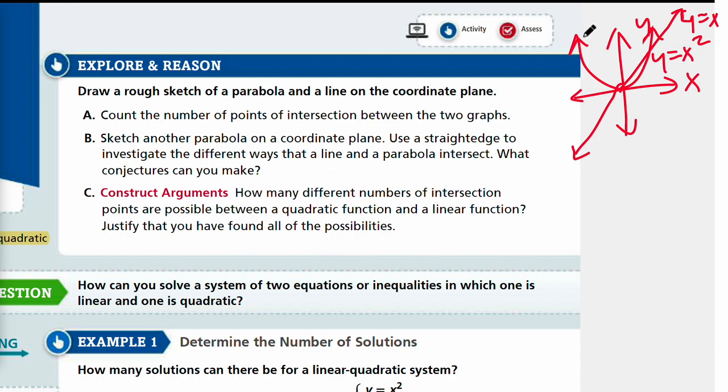Count the number of points of intersection. We'll have (0, 0), and somewhere over here, right? Probably (2, 2)? No, (1, 1). Yes, this should be (1, 1), because 1 squared is also 1, so that's another point where they overlap. So you would have 2 intersection points.